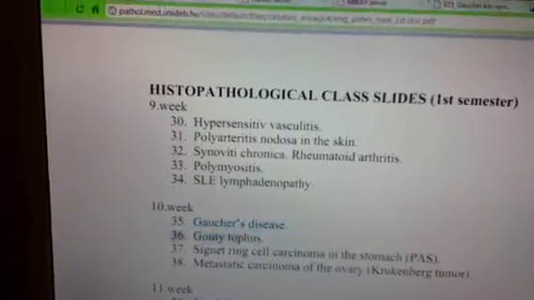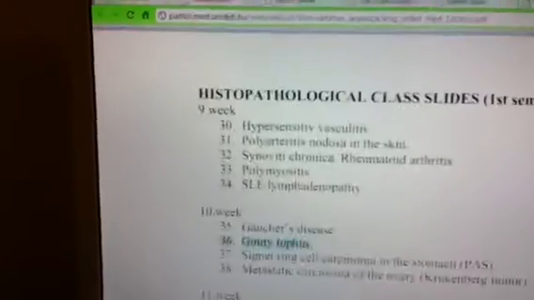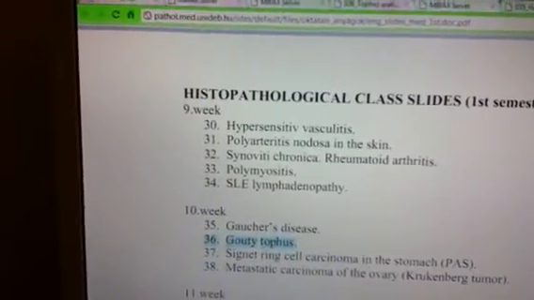Next slide is gouty tophus. This is the way it looks. Okay. Got some time to look at it. What is it? Gouty tophus. So we did 36 slides, that's not bad. Okay.